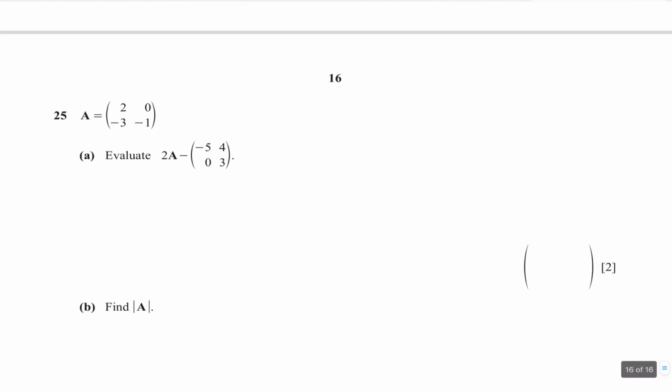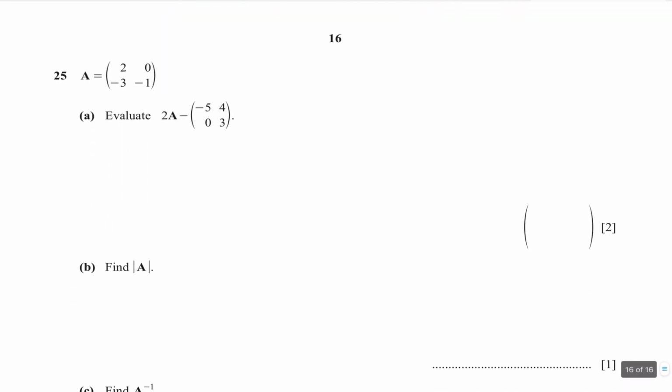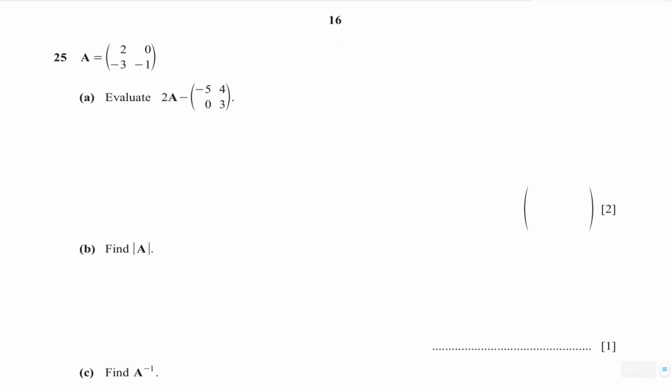There you go. Now let's do question number 25, which is the final question of this paper. So evaluate 2A minus another matrix. Let's do that. This is pretty simple. So 2 times 2, 0, minus 3, minus 1, minus 5, 4, 0, 3. So 2 into 2 is 4, 0, minus 6, minus 2.